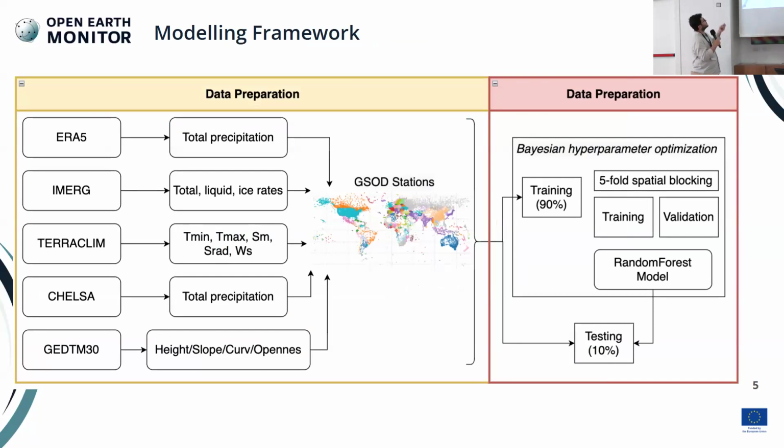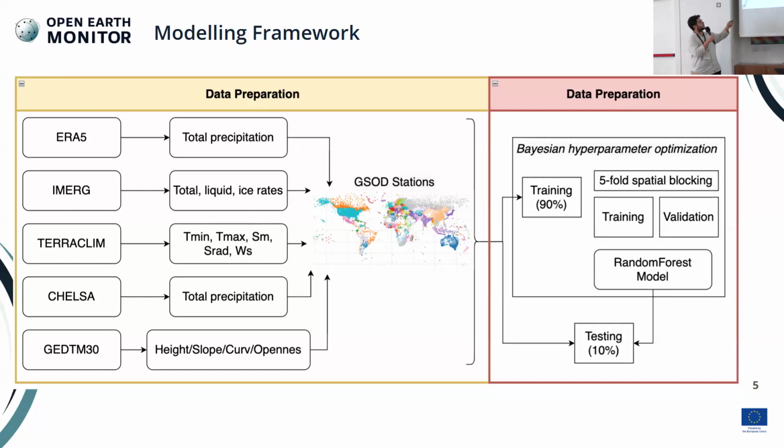We are beginning with collecting ERA5, IMERG, TerraClimate, Chelsea, and DTM covariates. Of these, ERA5 and IMERG are 10-kilometer data sets, Chelsea is 1-kilometer downscaled, and TerraClimate is 4-kilometer. For the DTM, we are using our in-house DTM model, GDTM, which was presented by Yufeng, if you were here yesterday.